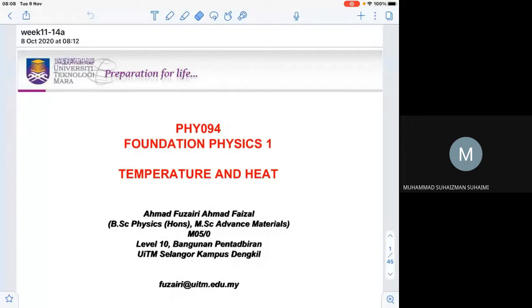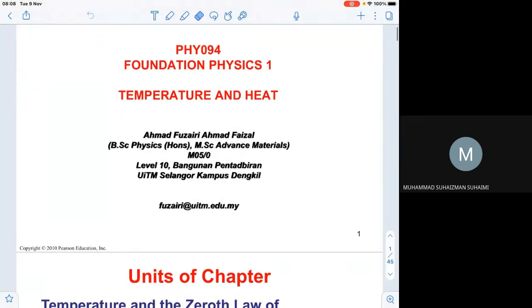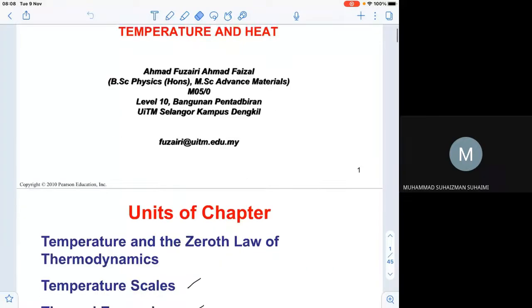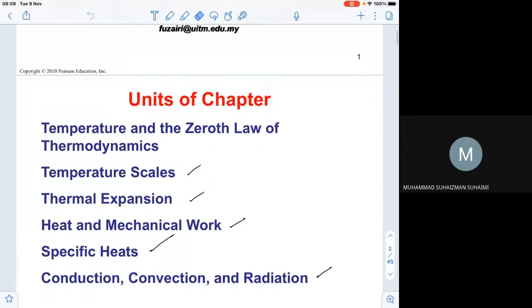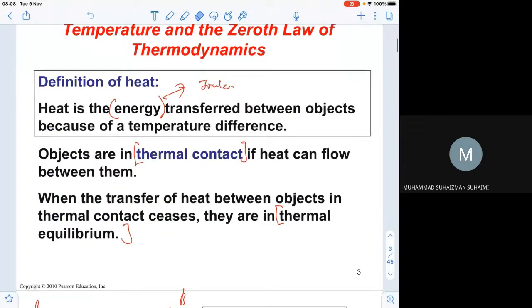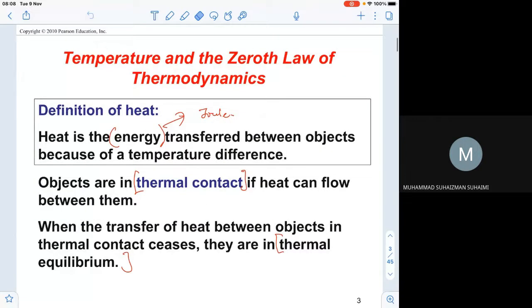Okay, it's about temperature and heat. In this chapter, we have learned about temperature and the zeroth law of thermodynamics, which includes how we will learn about scales in temperature. For example, we have learned about the zeroth law of thermodynamics, including the definitions of heat.